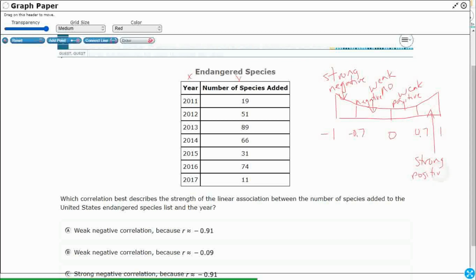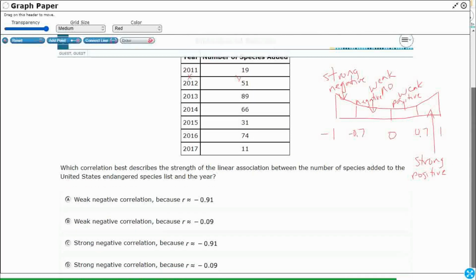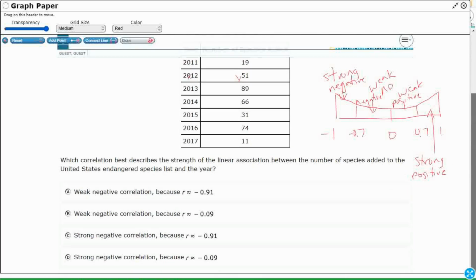So how do we calculate this? Well, we literally do calculate this. But before we do that, we can even eliminate some of these answers. So weak negative 0.91, this doesn't match, because the weak negative is right here, between 0 and 0.7. So we can say that's not going to work.